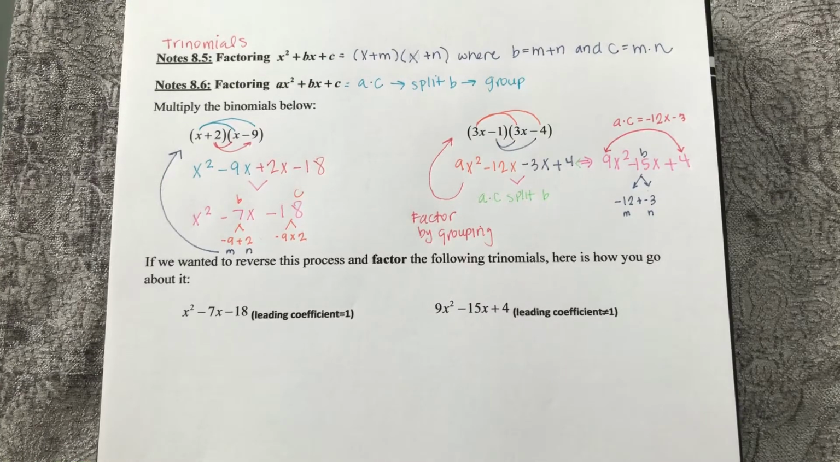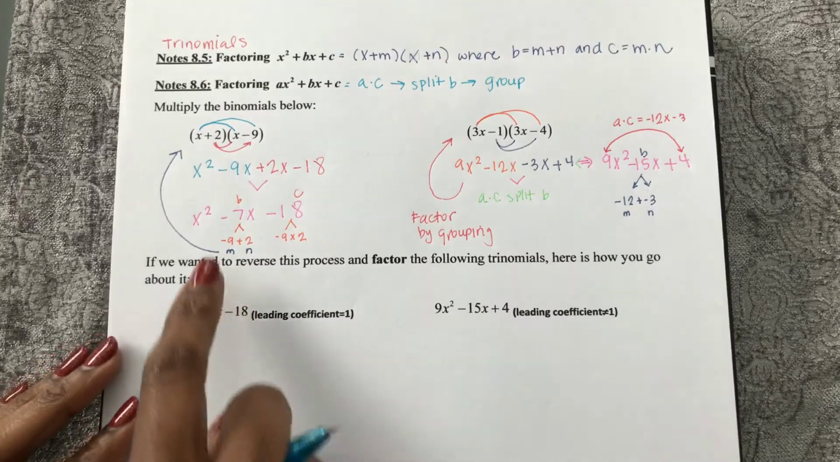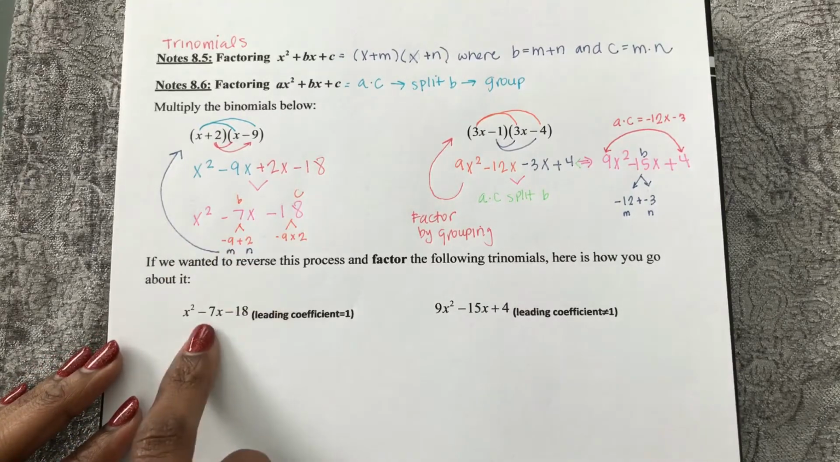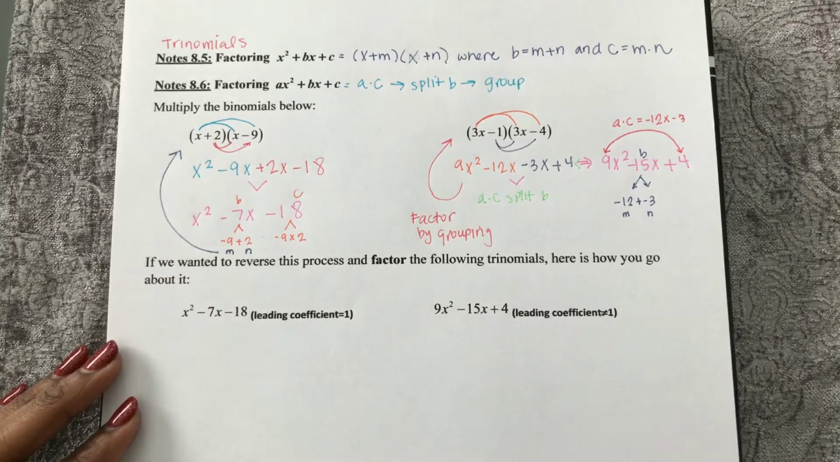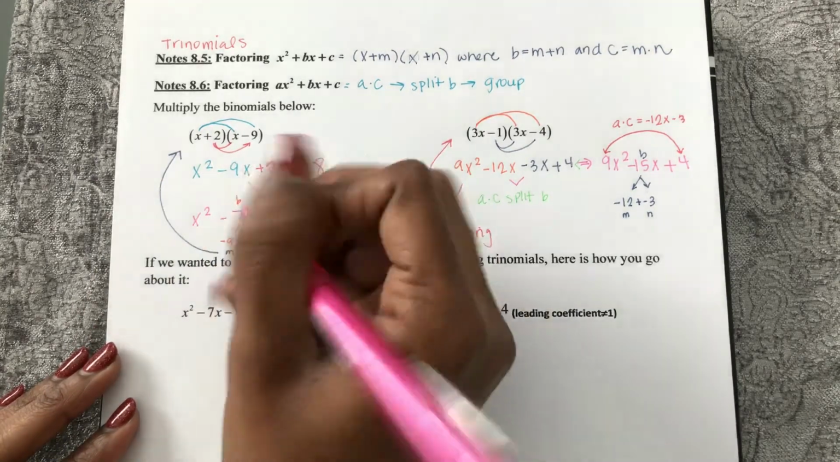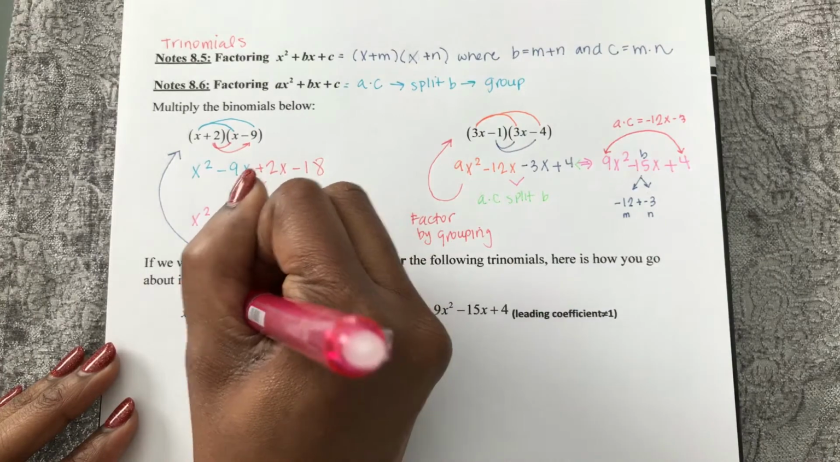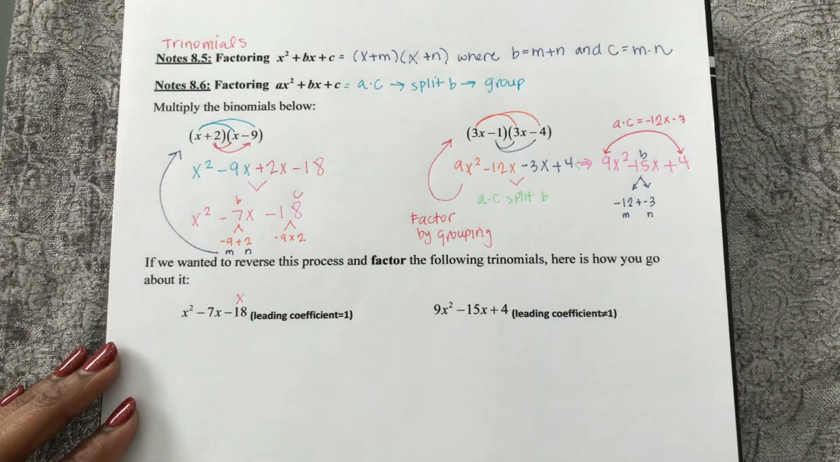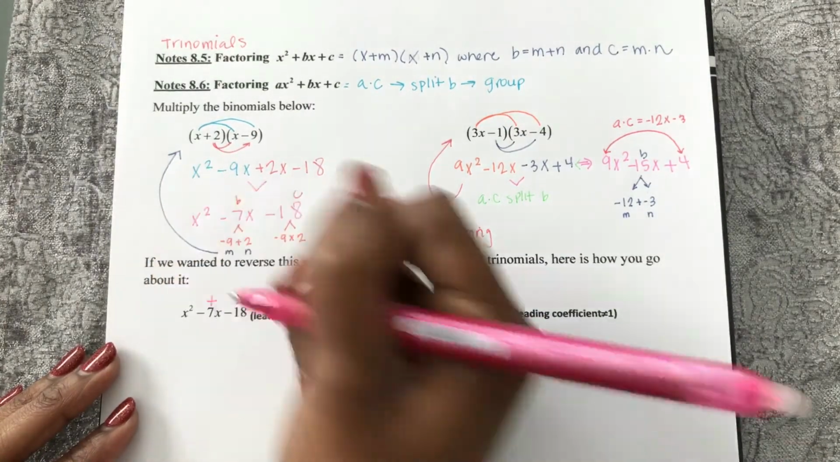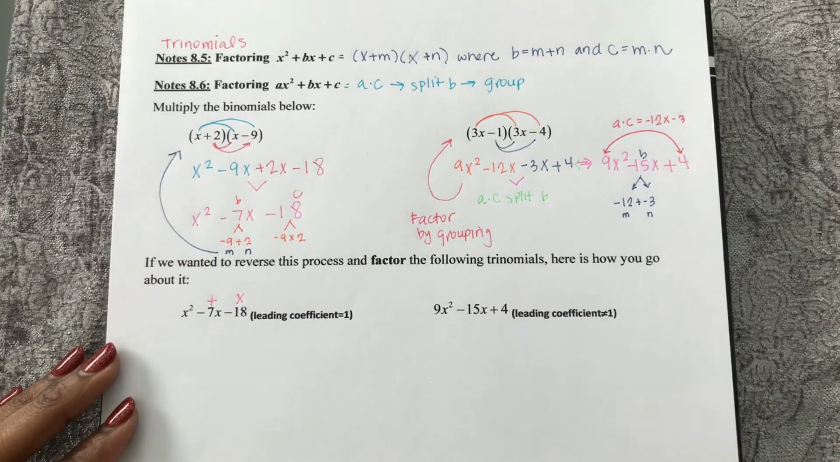So now let's reverse this process and factor the trinomials. So here we have x squared minus 7x minus 18, the same one. We know it should factor this, but if I didn't know the answer already, I know that I need two numbers that multiply to make negative 18 and add to make negative 7.